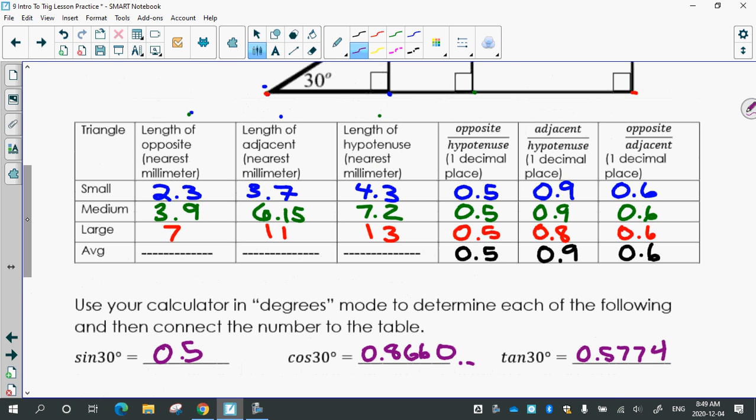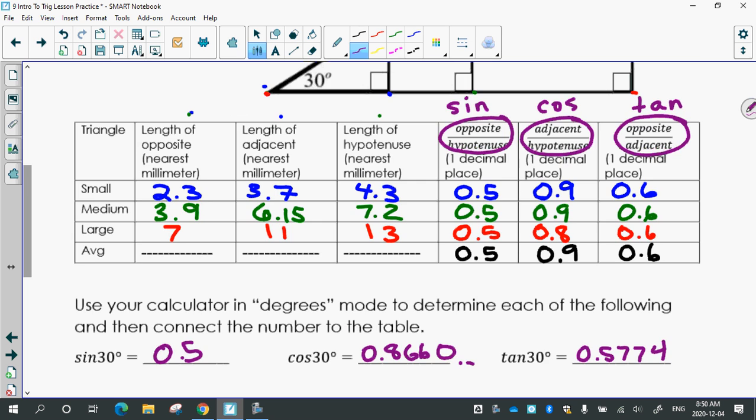So here's our 0.5 column. This is our sine column, and sine is opposite over hypotenuse. This is our cosine column, and cosine is the length of the adjacent divided by the hypotenuse. And this is our tan column, and tan is the length of the opposite divided by the length of the adjacent. If you know it's 90 degrees, one angle and one side, you can find every other measurement, which is cool.